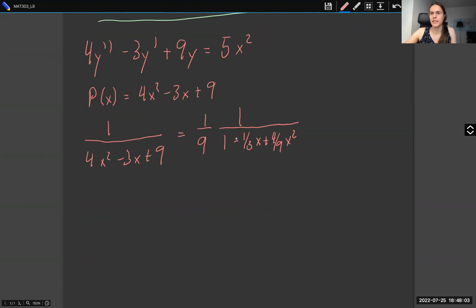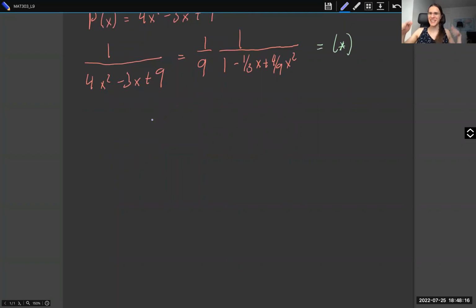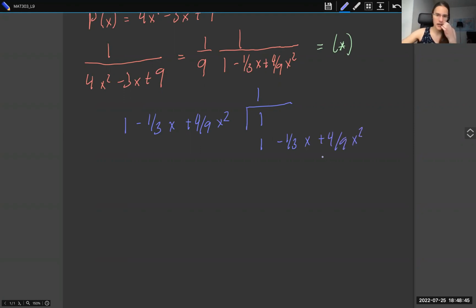Now, if you want to divide something by something, what do you do? Polynomial division. Yeah, polynomial long division. Let's do polynomial long division in order to find an infinite series. Why not? So the polynomial long division is 1 divided by 1 minus 1/3 x plus 4/9 x squared, right? So how does this work? Well, 1 goes into 1 once, right? So then you're subtracting 1 minus 1/3 x plus 4/9 x squared. And so when you subtract, the result that you get is plus 1/3 x minus 4/9 x squared, right? Now, 1 goes into 1/3 times, but it's x, so it's 1/3 x.